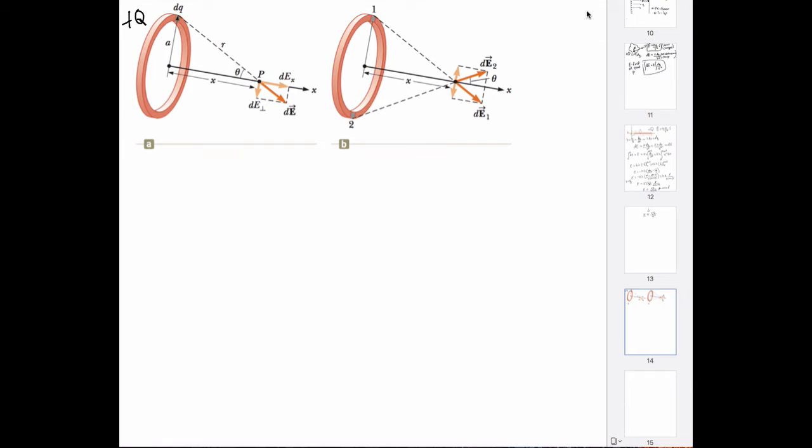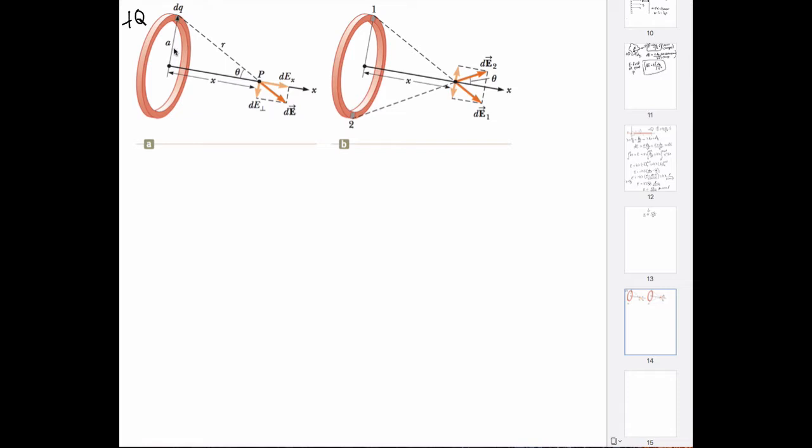Hey everybody. So in the last example, I talked about the E field due to a charged rod at some point P if the rod was set along the x-axis. And now we're going to talk about what the E field would be from a charged ring at some point far away from the ring, or at some distance x. It's not that far away.